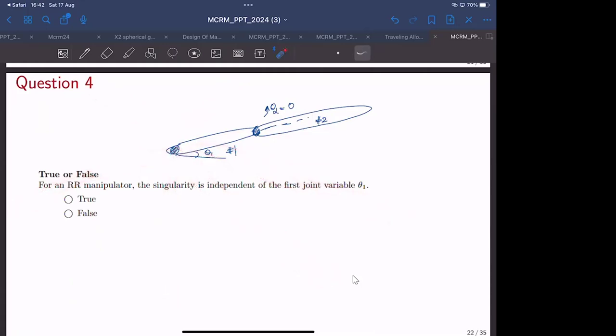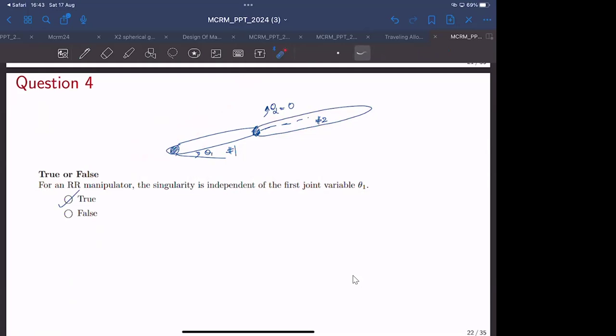right? So what does that mean? The singular configuration is independent of the first joint variable. Can it be true or false? It's true, right? Because it does not matter what angle theta1 is. As long as theta2 is such that, the singularity is mostly contributed by the second link, because whatever angle theta1 selects, if theta2 aligns with theta1, then that configuration becomes a singularity.